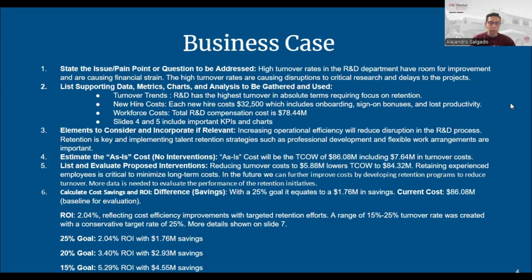And finally, probably the second most important key element here is finding the ROI and calculating the cost savings. So we have a target of a 25% goal.